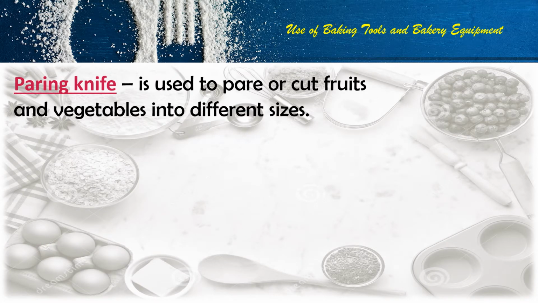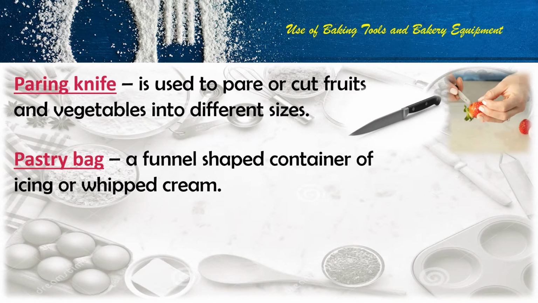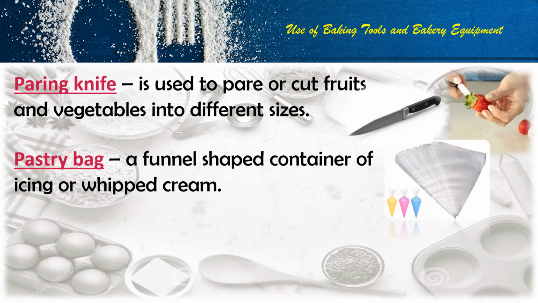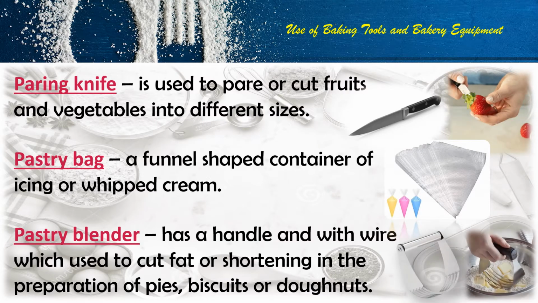We also have the paring knife. It is used to pare or cut fruits and vegetables into different sizes. Next, pastry bag. Pastry bag is a funnel-shaped container of icing or whipped cream. Then, pastry blender. It has a handle and with wire which is used to cut fat or shortening in the preparation of pies, biscuits, or donuts.